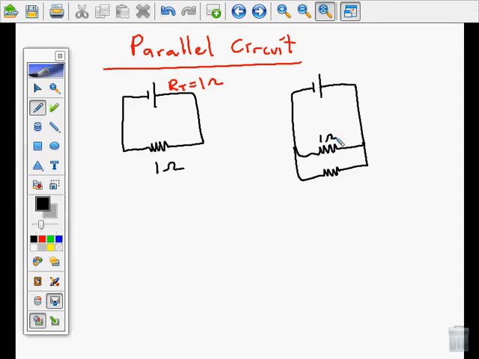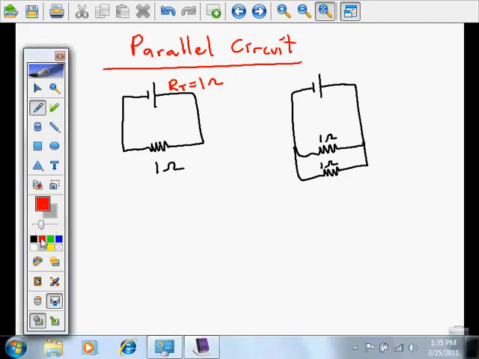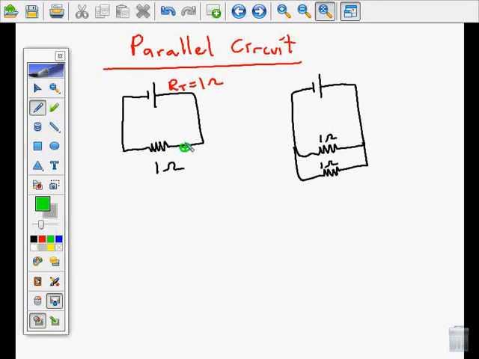If this is 1 ohm and this is 1 ohm, look at the difference. Before, if I was a coulomb of charge, I only had one way to get through. I'm going to have to go through here. That's the only way to get through. It's like a 1-lane highway. Everybody's got to go down that 1 lane. But over here, if I'm a positive coulomb of charge, when I get to this point, now there's 2 ways. It's like a 2-lane highway. I could go this way, or I could go this way.